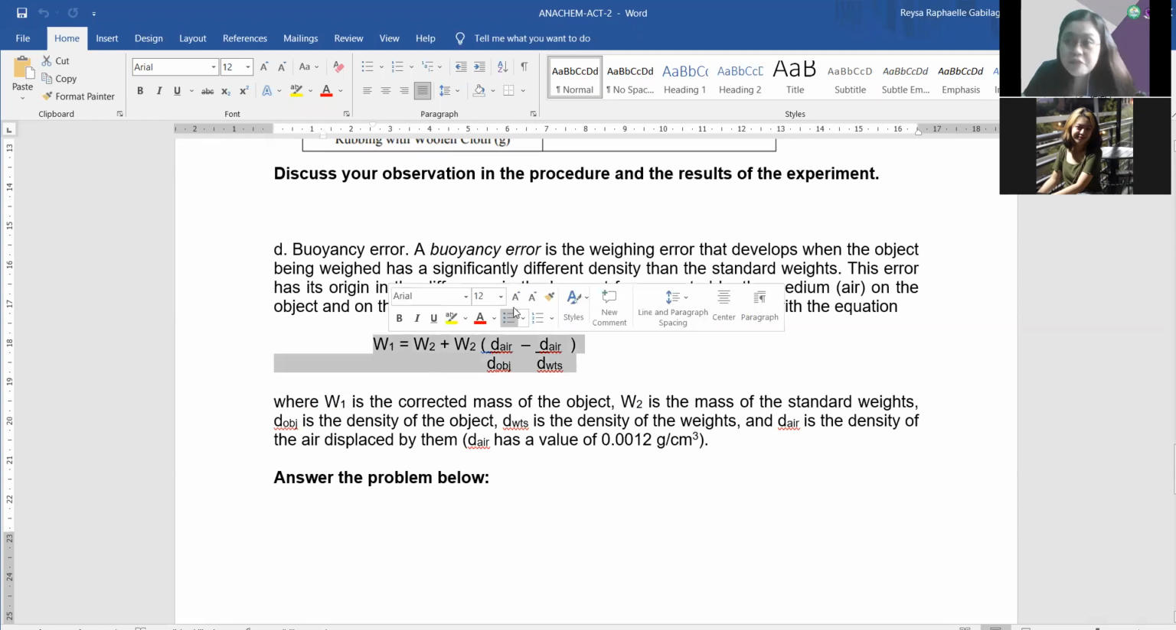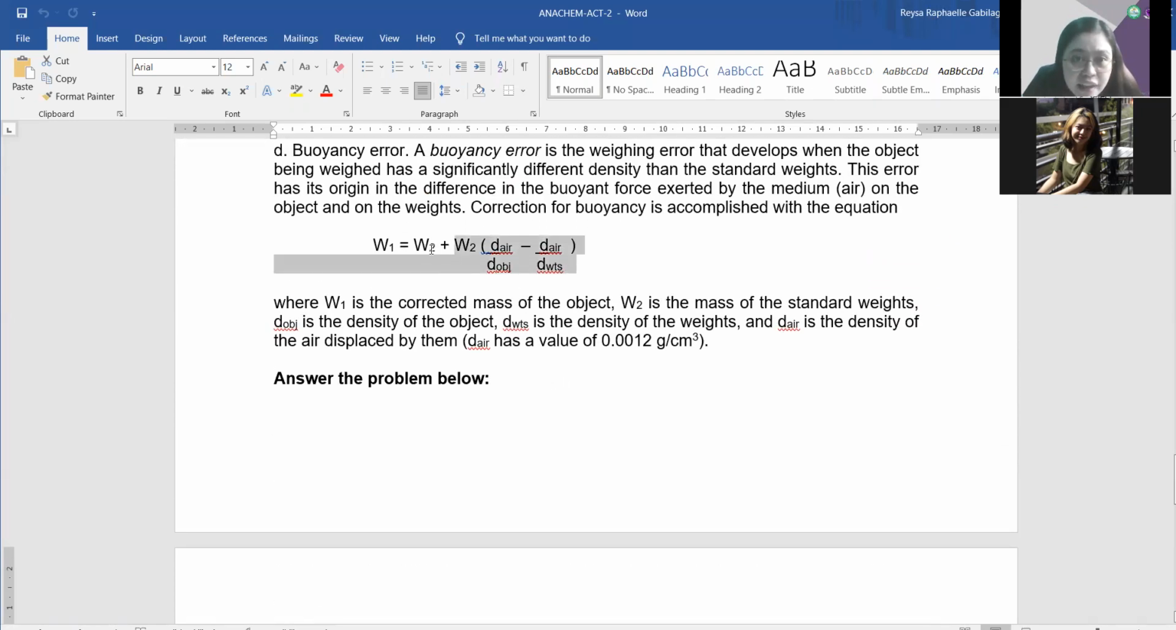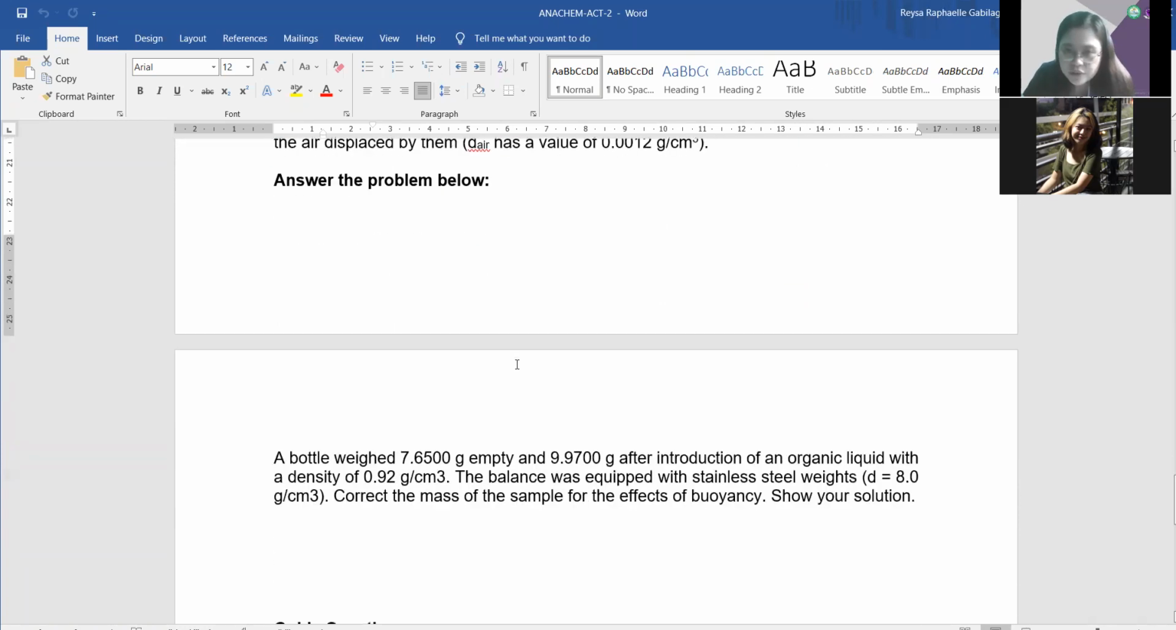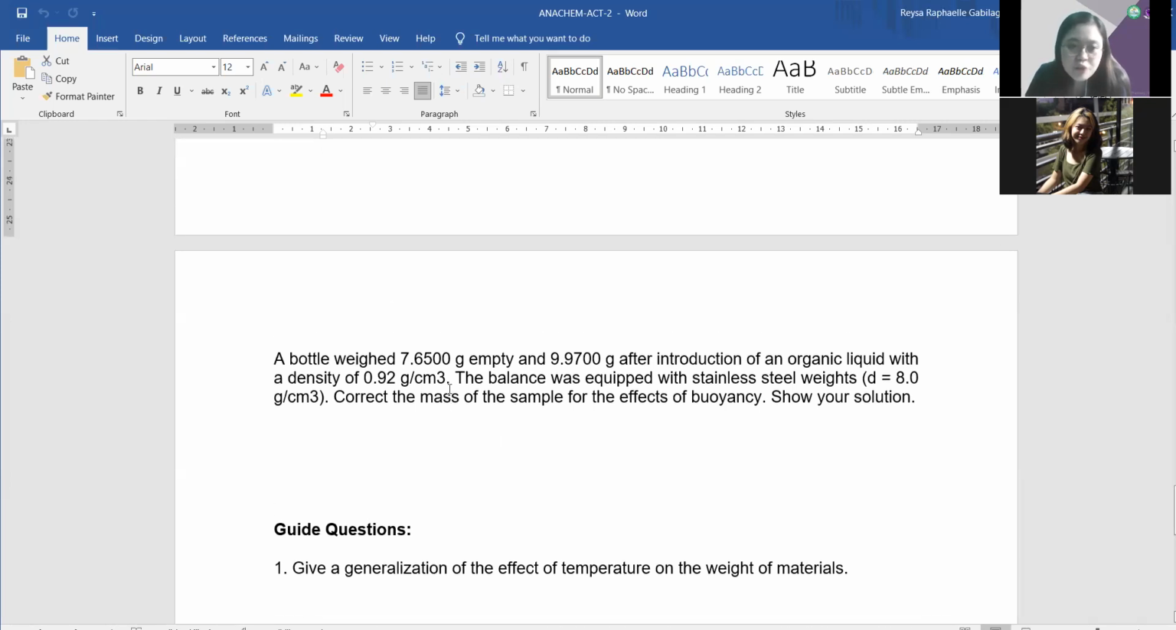So just follow this formula kasi meron tayong isang problem here. Meron ditong a bottle weighed 7.65 grams empty and 9.97 grams after introduction of an organic liquid with a density of 0.92 grams per cubic centimeter. So ang balance daw was equipped with the stainless steel weights, and this is the density of the stainless steel weights. So you have to, what are you going to do? You have to correct the mass of the sample for the effects of buoyancy. So ang gagamitin nyo again, itong formula na ito. So you have to solve this problem. Read the problem carefully, identify the given, and solve for the correct mass using the formula above.